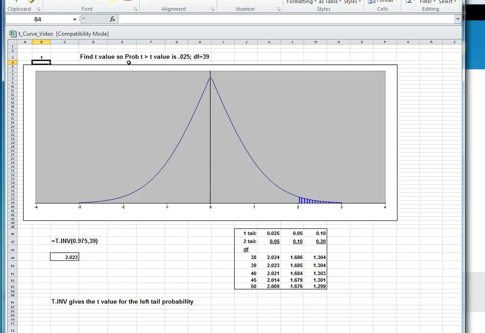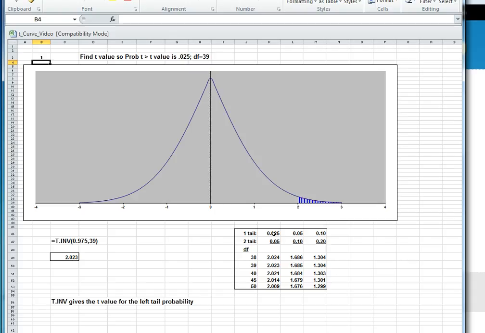So for our first problem, suppose we want to find the t-value so that the probability that the t is greater than that t-value is 0.025, with degrees of freedom equals 39. In all these t-problems, I like to start by drawing a rough curve with the t-values on the horizontal axis and shading in the area I'm interested in. Here we want a right area of 0.025 for some unknown t-value. So now, how do we find this t-value?